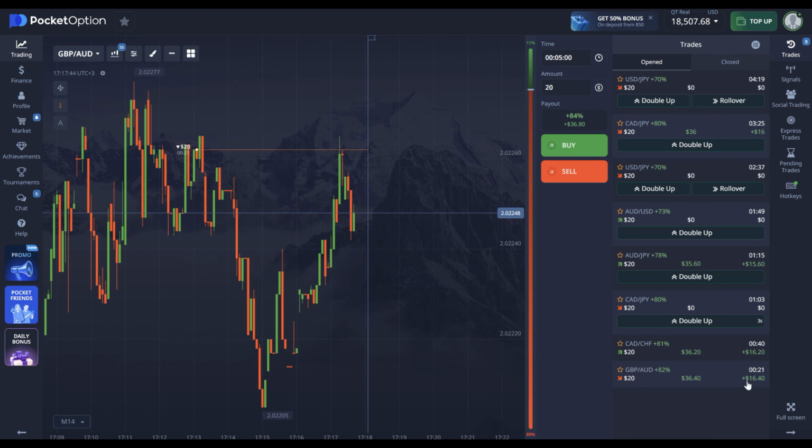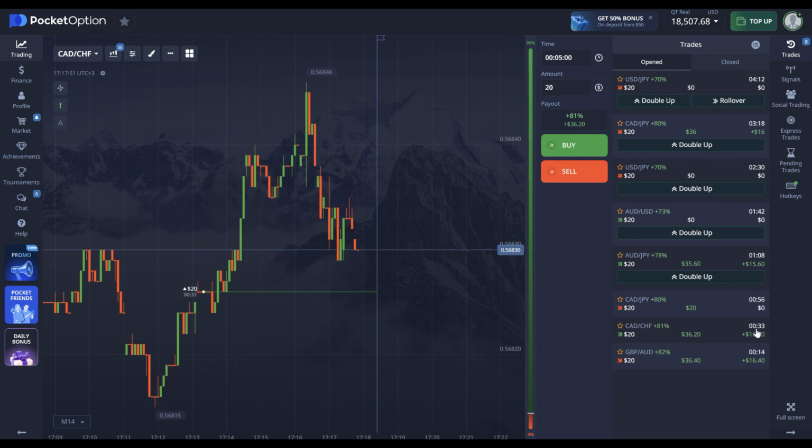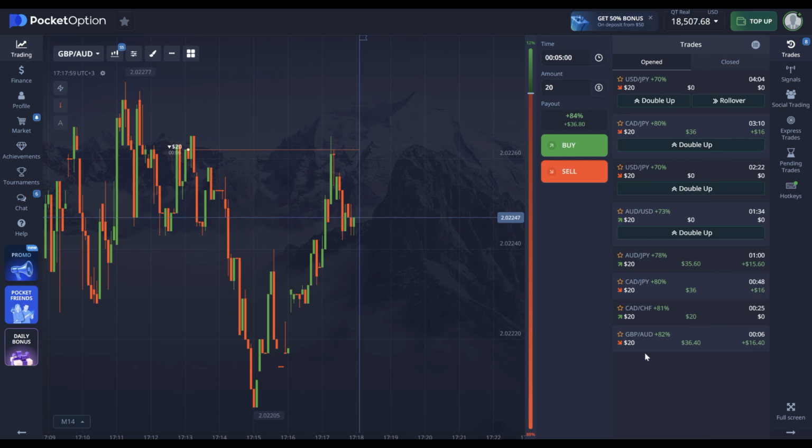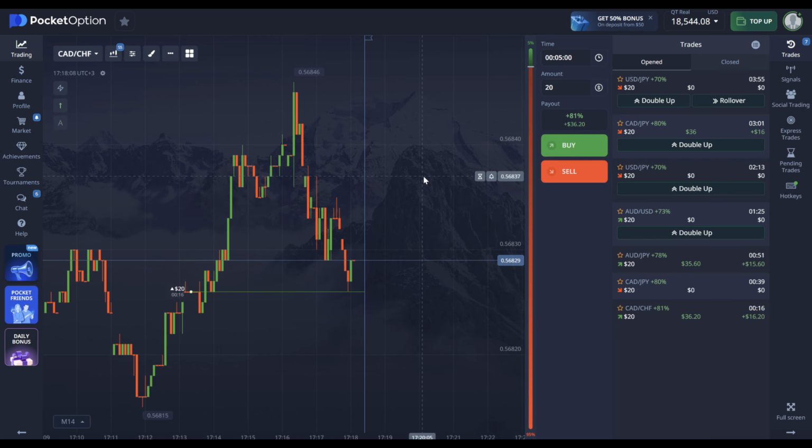British pound / Australian dollar, 20 seconds left. The price dropped a little. In this case, time is on our side. 30 seconds on the Canadian dollar / Swiss franc. But here, the situation is the opposite. Here, most likely, it will be a profit. The price keeps falling. 3 seconds. Yes, everything is great here. The second trade is in profit.